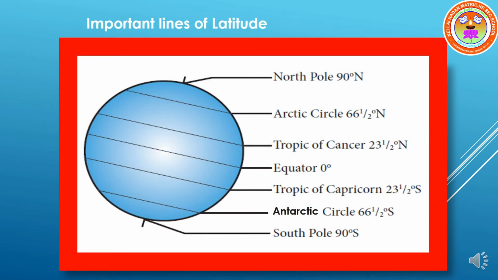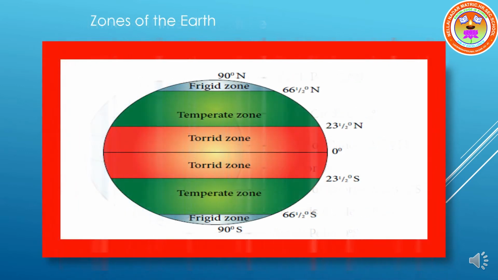Next, what are the important lines of latitude? Equator 0 degree, Tropic of Cancer 23.5 degree to the north, Arctic Circle 66.5 degree to the north, Tropic of Capricorn 23.5 degree to the south, Antarctic Circle 66.5 degree to the south. Next, heat zones of the Earth. What are the heat zones of the Earth? Torrid zone, temperate zone, frost zone.